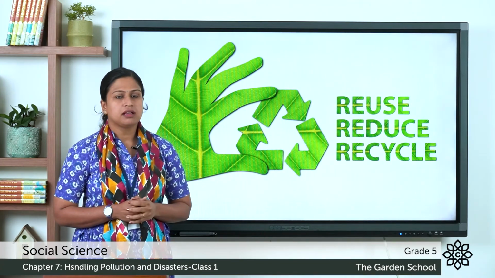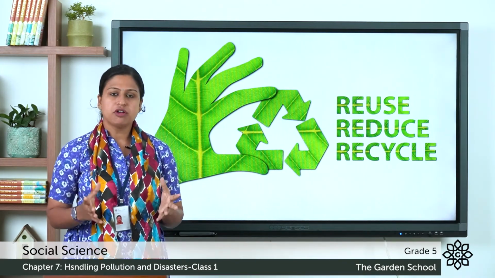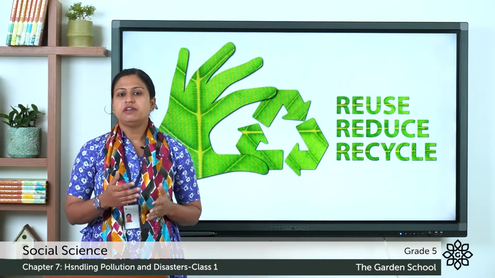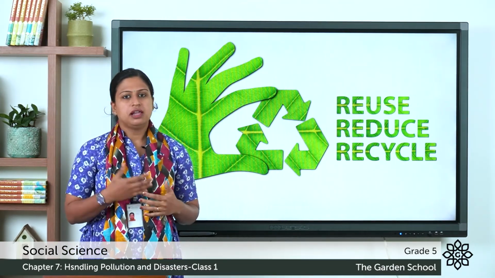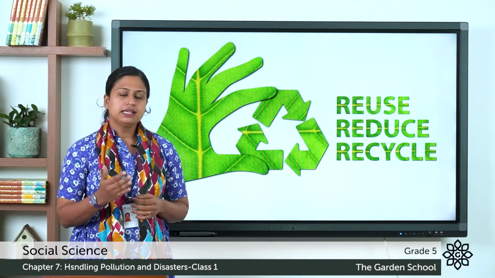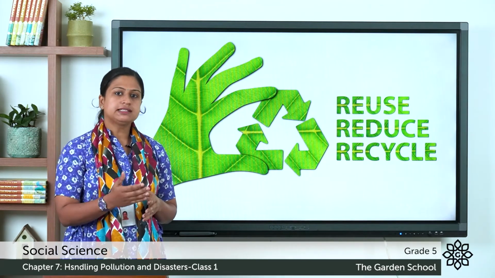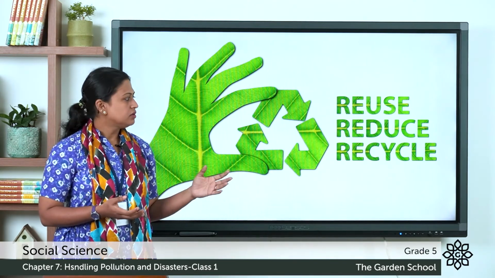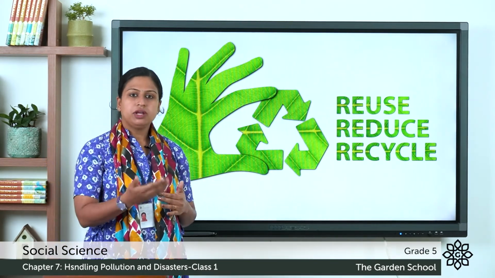and recycle. We should reduce the use of products that are made from trees. So, when we reduce our usage, less trees will be cut down. Next point is we should recycle things like books, papers, cardboards, so on, and we should reuse them.